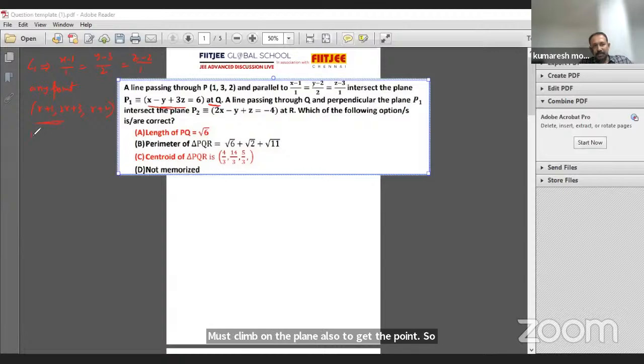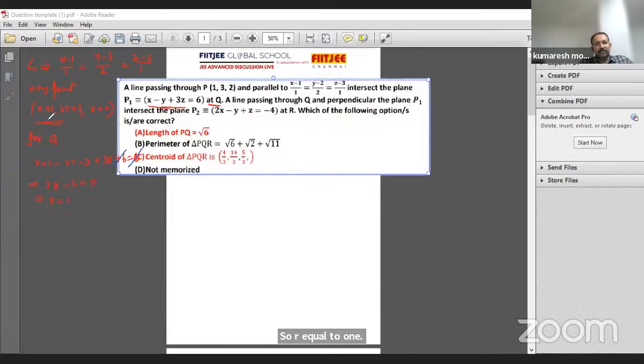Now this point must lie on the plane also to get the point Q. So r plus 1 minus 2r minus 3 plus 3 into z, so 3r plus 6 must be equal to 6. Now we can see this 6 will get cancelled, so we can find the value of r from this expression. So r minus 2r plus 3r gives 2r, and minus 3 plus 1 is minus 2, equal to 0. So r equal to 1.